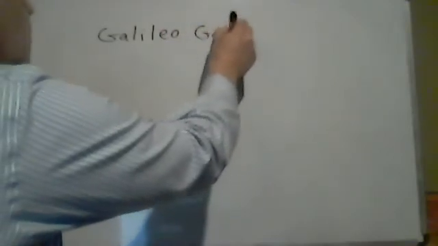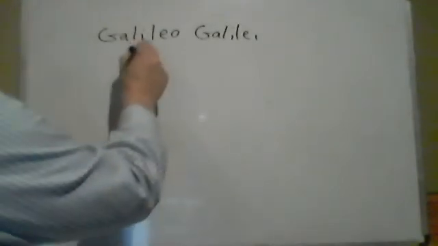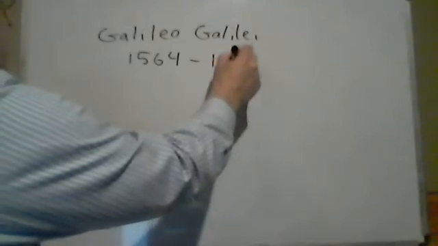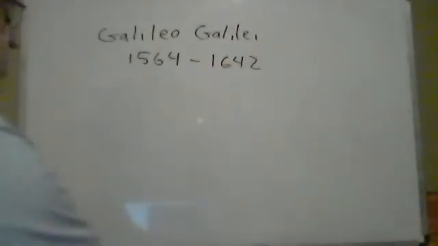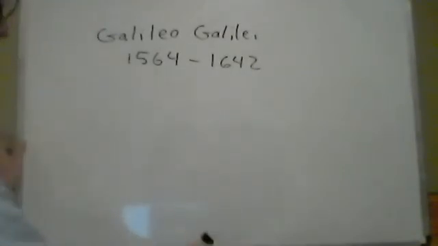And so it was Galileo. Oops, one second. Galileo Galilei. I believe he was born in 1564. He died in 1642, the exact same year that Sir Isaac Newton was born. And it's kind of interesting how it all kind of works out.